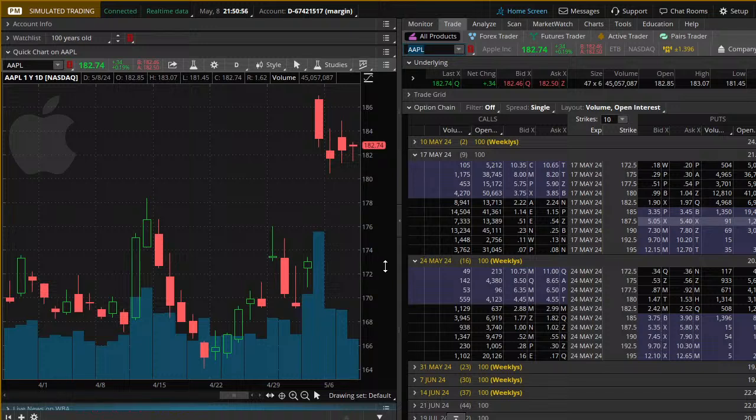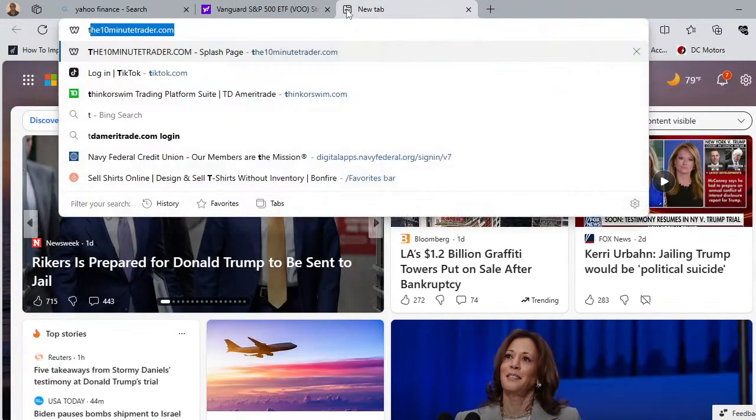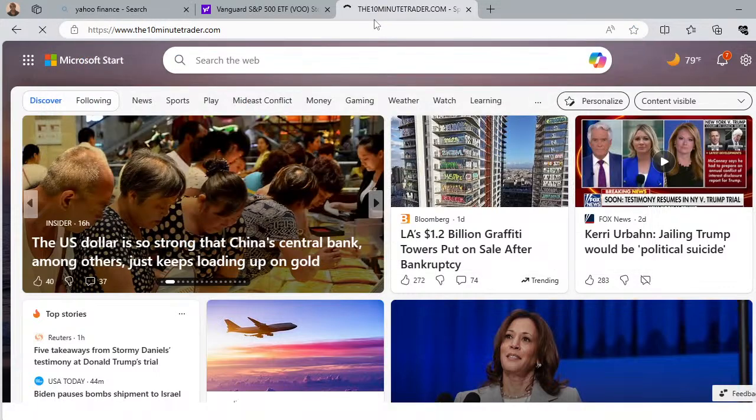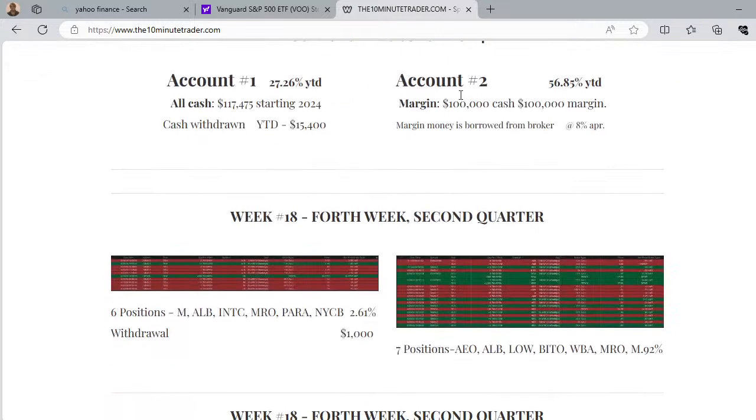I have posted on my website, for people who are interested, take a look at it when you have a chance. Go to the website, the10minutetrader.com. Slide all the way down to the bottom, right here. Account number 1, account number 2. I have 6 accounts. I share only 2 of them with you guys. I'm a nice guy, but I'm not that nice. This one here is an all cash account. This one here is a margin account. Look at the returns as of the beginning of the year: 27.26% since the beginning of this year.